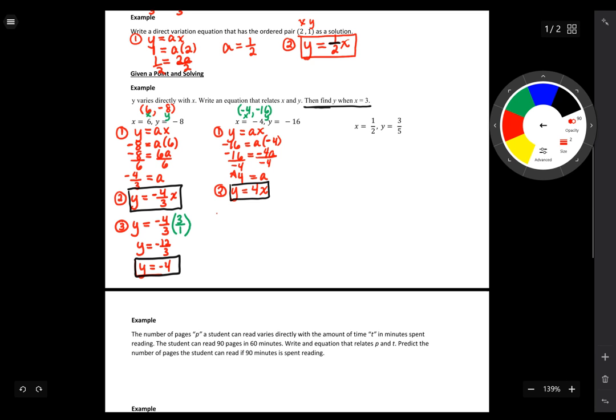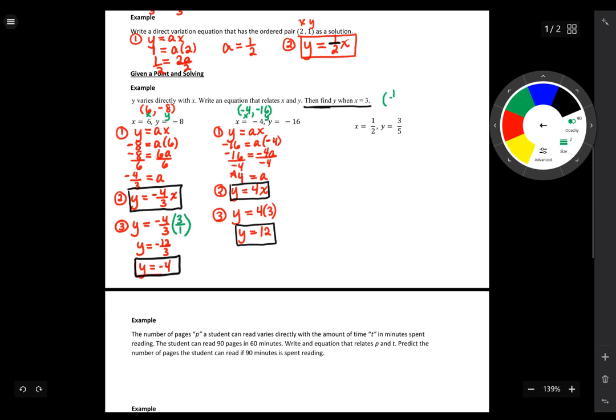Okay, and lastly, find y when x equals 3. This is really easy math. 4 times 3, well, y equals 12. It's asking you what to find. It's asking you to find y, so you should be left with y here. Okay, and our last one.